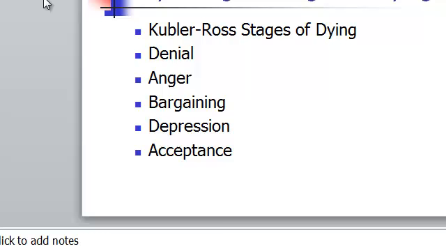The next thing is Kubler-Ross's stages of death and dying. And I actually was able to see her speak, Elizabeth Kubler-Ross, many, many years ago. I got the opportunity to see her speak. And she was a pioneer in the world of end-of-life care and hospice care. And we definitely talk about her stages of death and dying and use her as a framework for our practice.